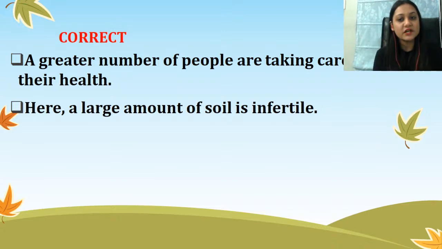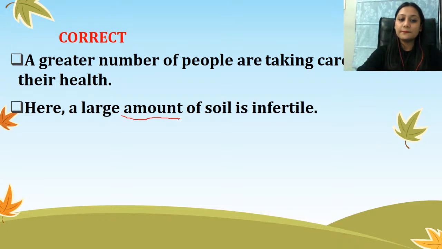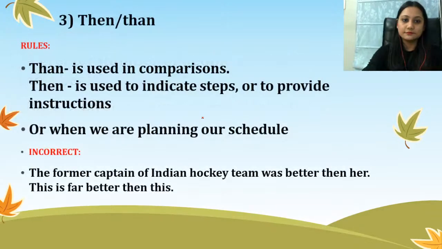That a greater number of people are taking care of their health. Herein, for the uncountable noun, you have to say here, a large amount of soil is infertile. What did we use here? We simply used here large amount. Again, soil is your uncountable. That is why we have to use here amount.